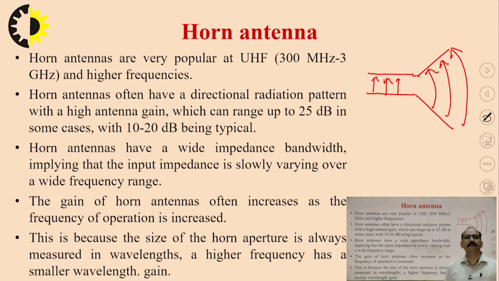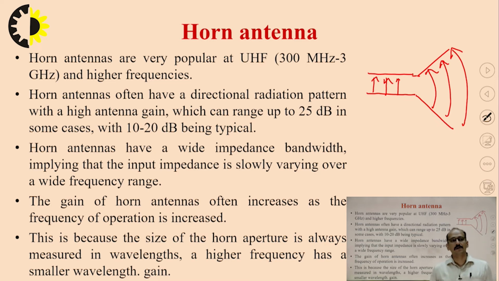They are very popular for the UHF, more than 300 megahertz to 3 gigahertz and higher frequencies. They often have a directional radiation pattern with a high antenna gain, and that can range up to 25 dB in some cases, with 10 to 20 dB being typical. Means 10 to 20 dB is normal, but 25 dB is also possible in some cases.